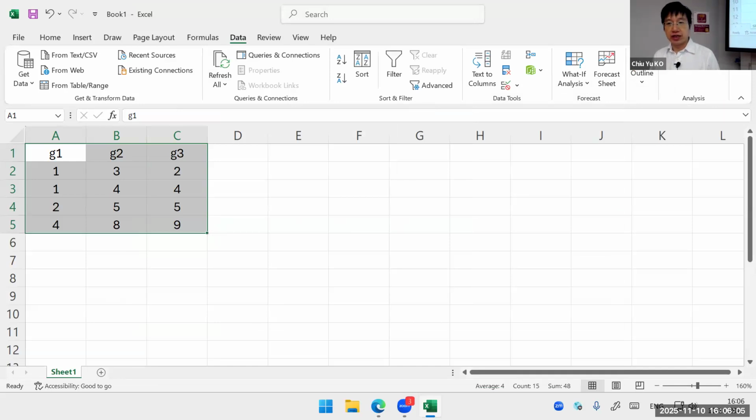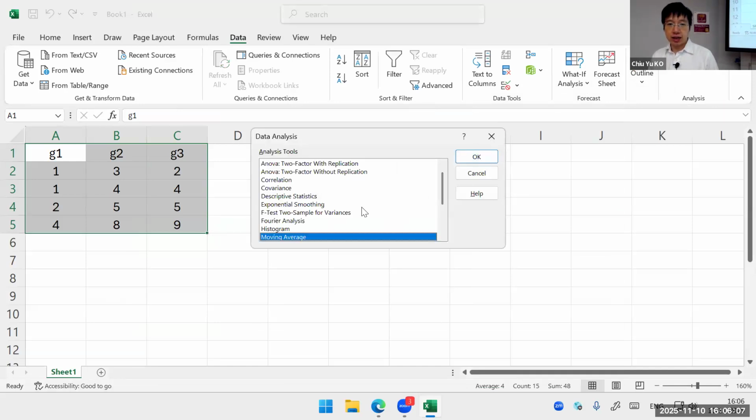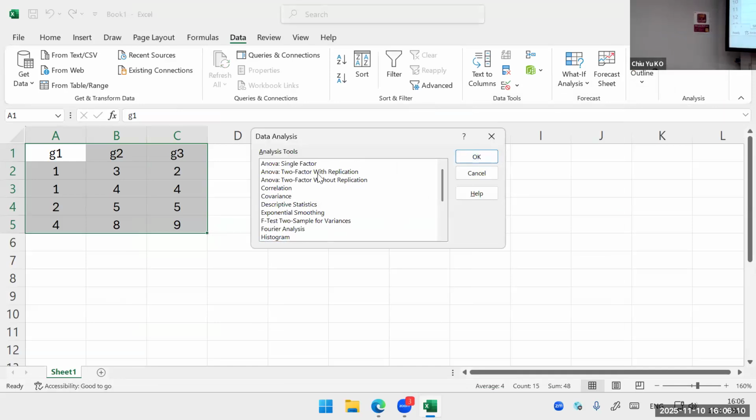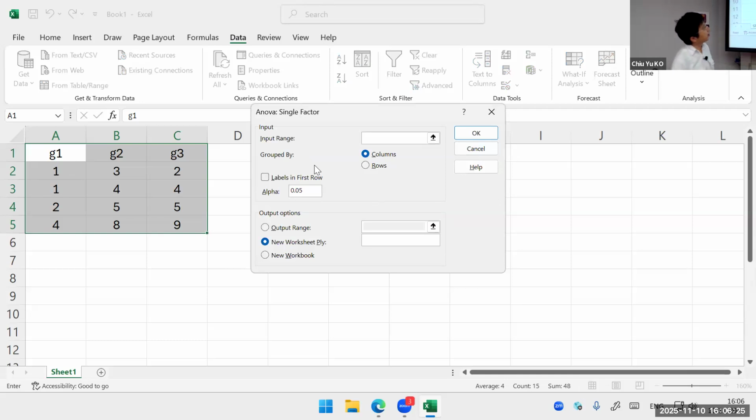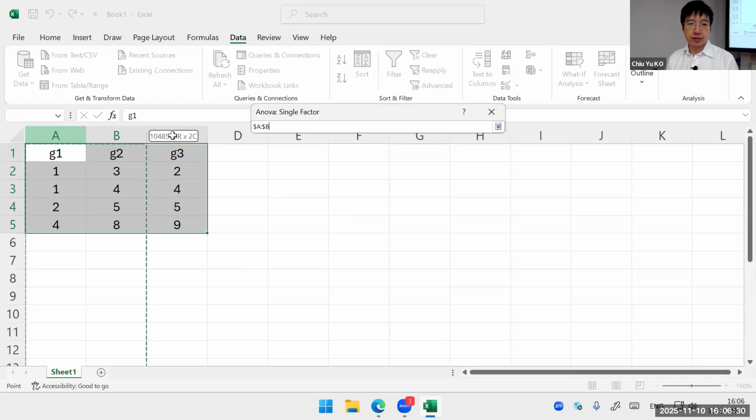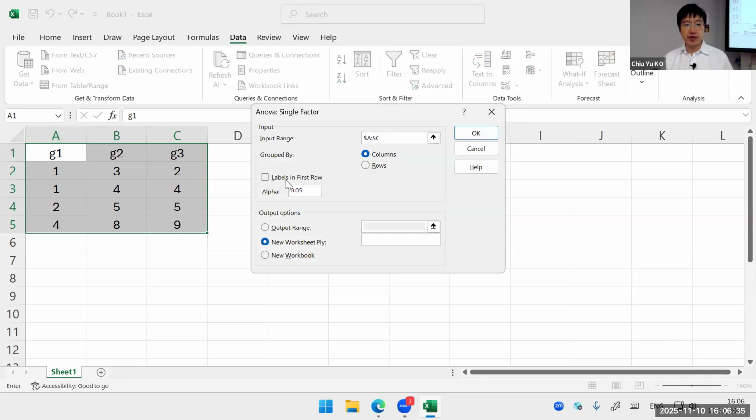Once we click this, we go to Data Analysis, and you can see the first one, ANOVA single factor. The second one is actually two-way, but we are skipping it in the interest of time. We just do the single factor. The data is here. We click OK, and the input range will be just columns A, B, C, so highlight A, B, C there. Once you do it, there's a label in the first row and data grouped by columns. Alpha is 5%, that is 95% confidence.